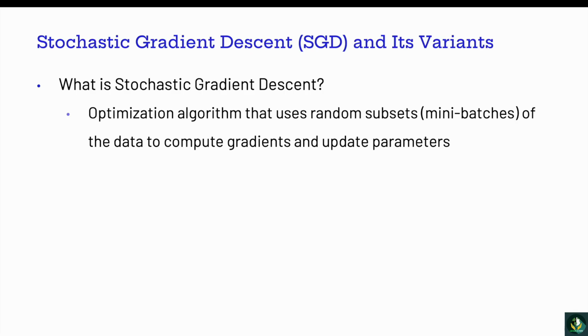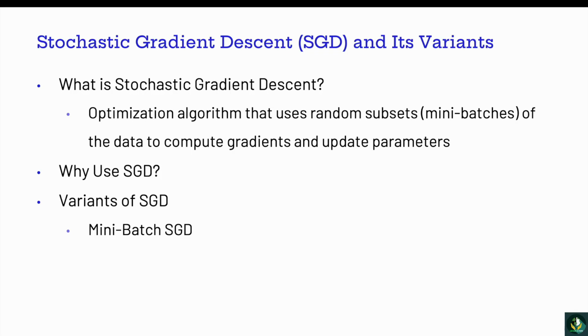Next, let's look at stochastic gradient descent, also called SGD, and its variants. So first, what is stochastic gradient descent, or SGD? An optimization algorithm that uses random subsets, or mini batches, of the data to compute gradients and update parameters. So why do we use SGD? SGD is used for faster convergence for large data sets compared to batch gradient descent. Now, what are the variants of SGD?